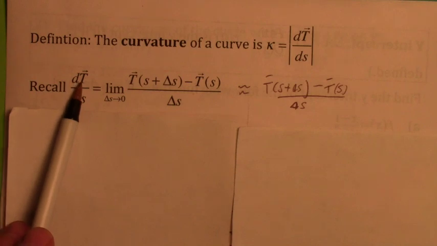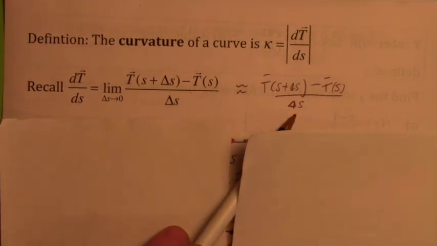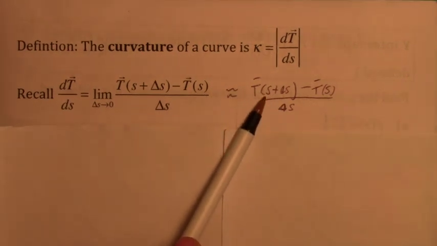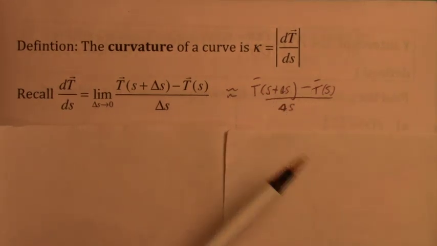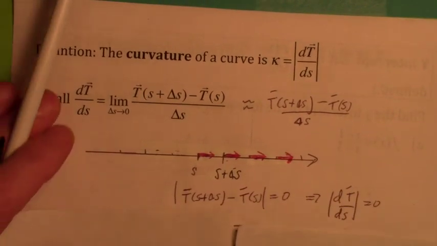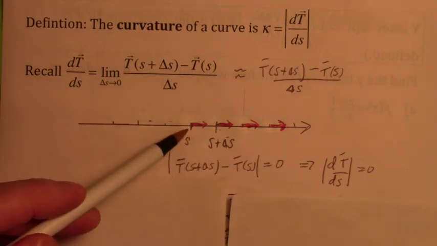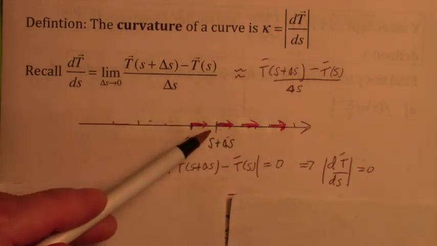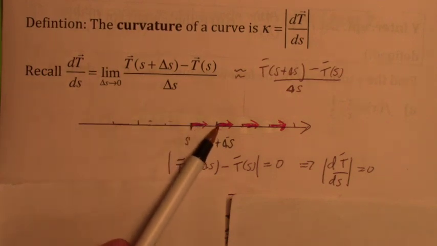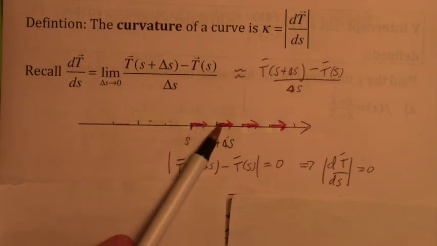By definition, dT ds is the limit of the difference quotient, right? So if delta s is small, it's approximately equal to the difference quotient. So let's just look at T of s plus delta s minus T of s. Suppose, first of all, that you're moving along a straight line. Suppose you've gone a distance s, and then you go an additional distance delta s. So this would be the tangent line at s, and this would be the tangent line at s plus delta s. Notice they're both exactly the same because they haven't curved.